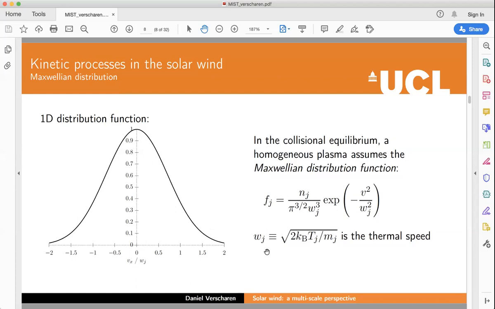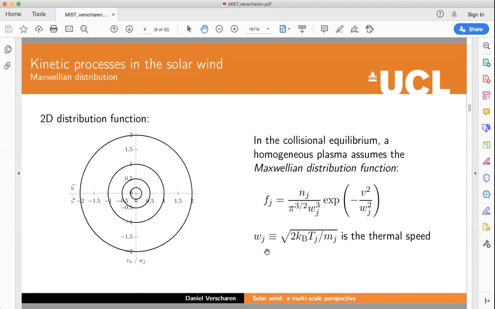Now we go one dimension up. So we look at this in 2 dimensions. Of course, illustrating that in 2 dimensions is a bit more difficult. So what I did here is just plotted the x component of the velocity and the y component of the velocity on these 2 axes, and then plotted isocontours of the Maxwellian distribution.